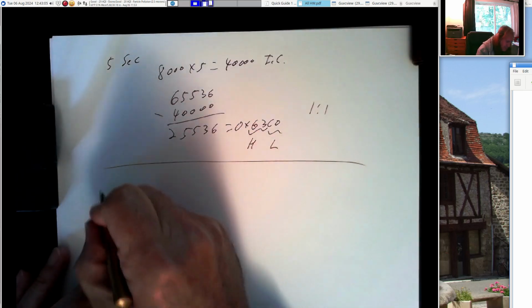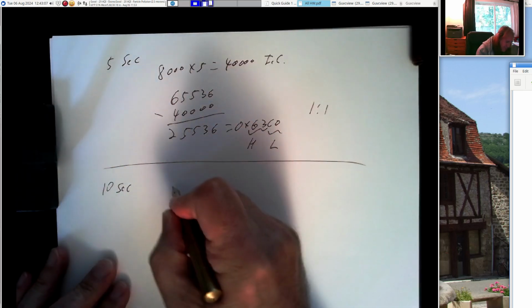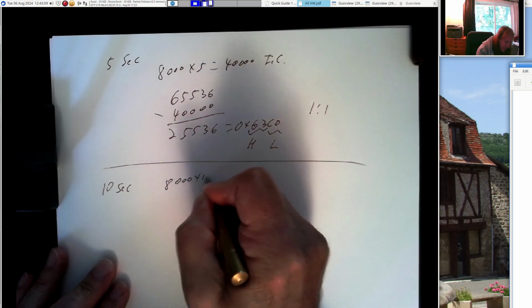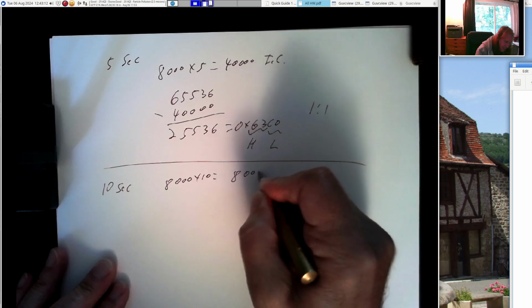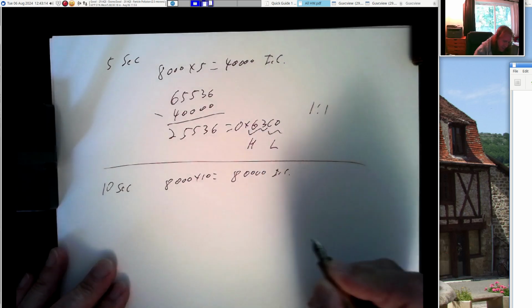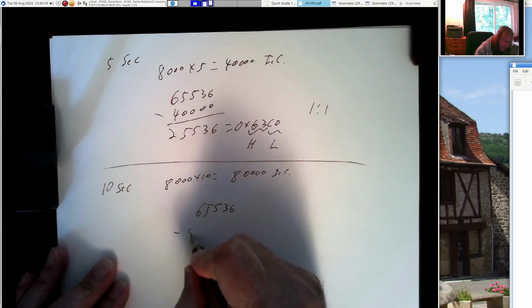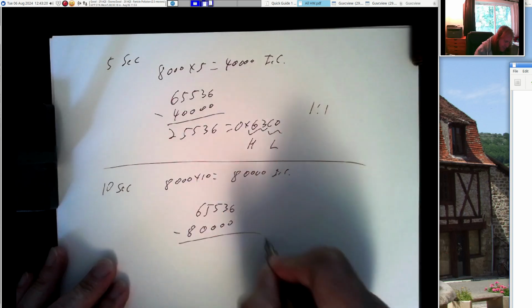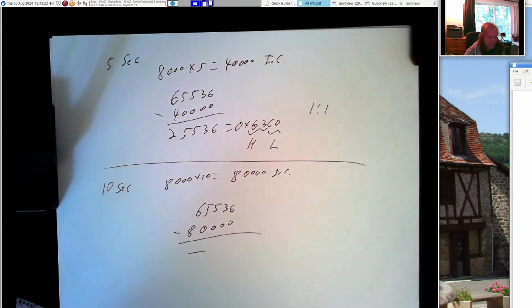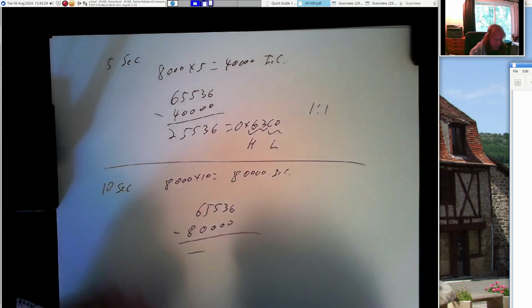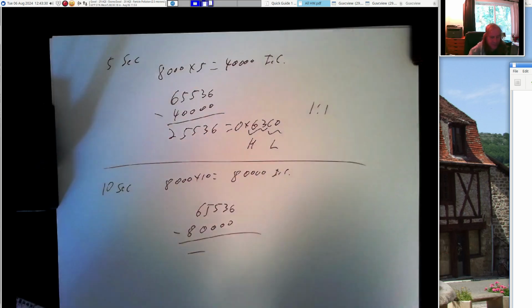Okay, the next question, we want 10 seconds. So 8,000 times 10 equals 80,000 instruction cycles. If we try to do the same thing, 65,536 minus 80,000, we get a negative number. We would have to start our timer registers at something smaller than 0 so that it takes 80,000 ticks to overflow. That's not possible. So what do we do?